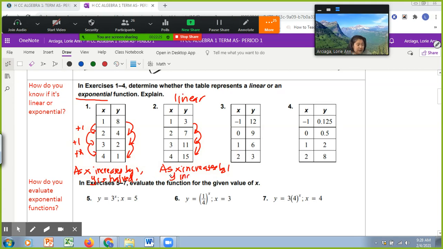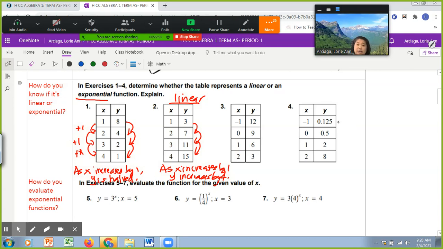So y increases by 4. So that means it's linear. I know it's kind of hard to write all those things in OneNote. So if you are adding or subtracting, it's linear, but if it's multiplying or dividing, it's exponential. I'll leave number 3 to you. Now let's do number 4.